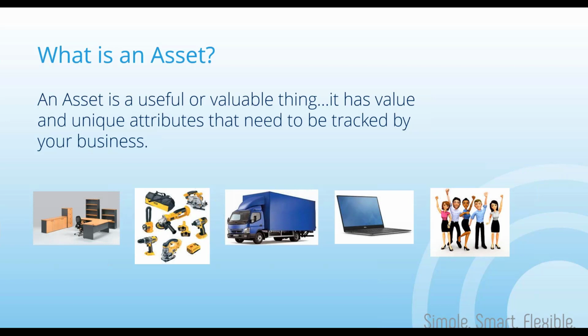If any of these attributes ring true about the object or objects you're looking to track, then it's likely best treated as an asset. Common examples of assets include office furniture, tools, vehicles, laptops, desktop servers, telephones, computer equipment. Even people or employees can be treated as assets.